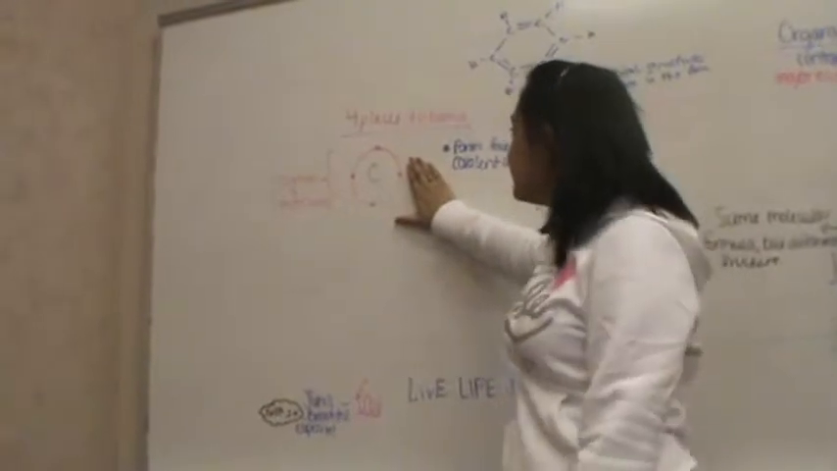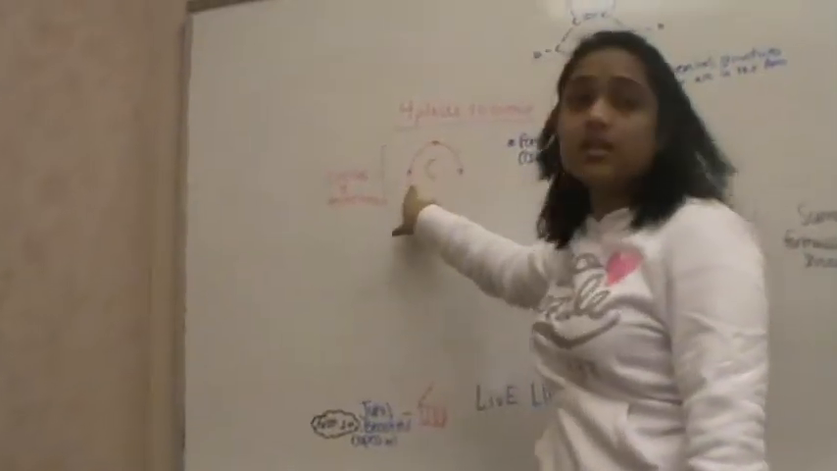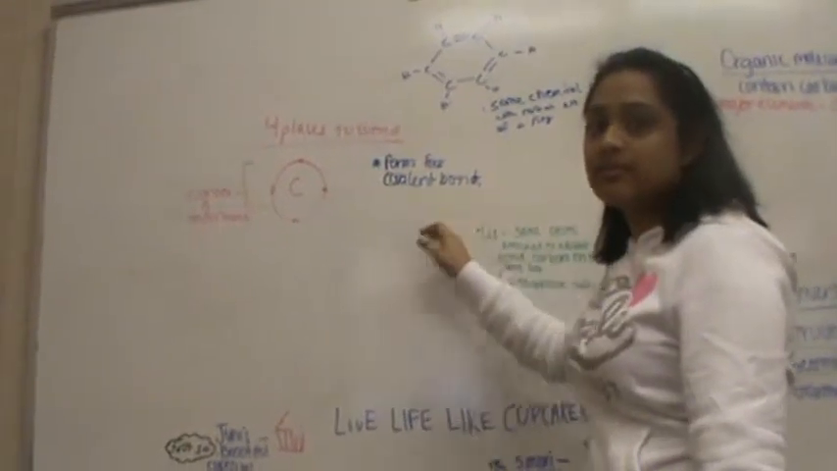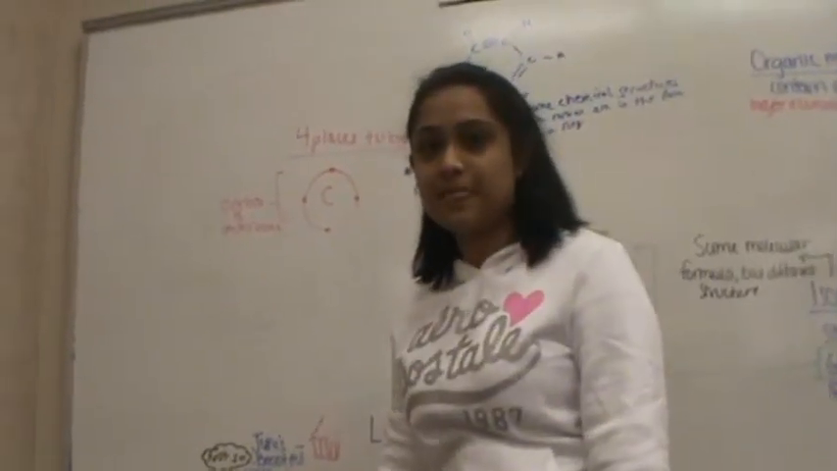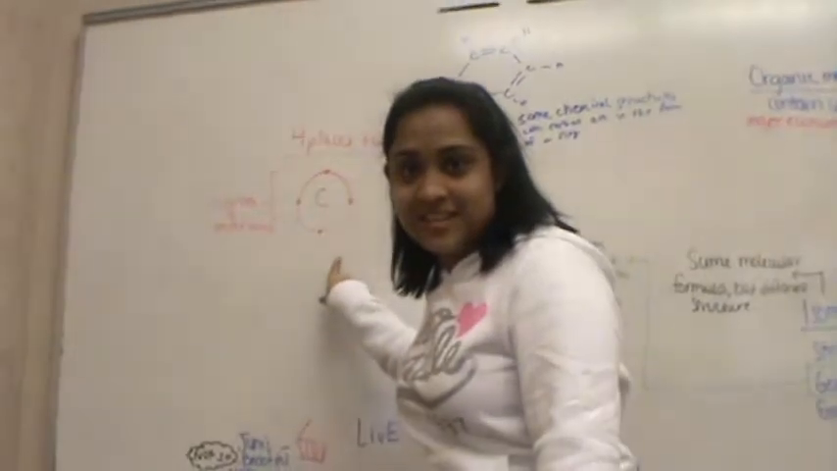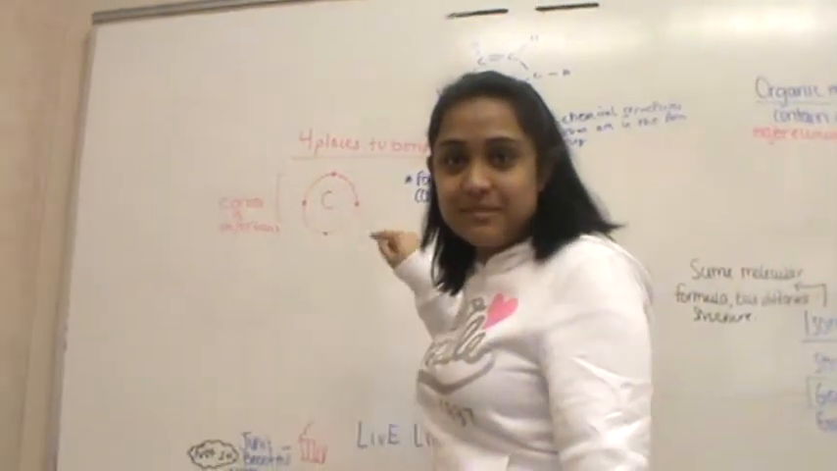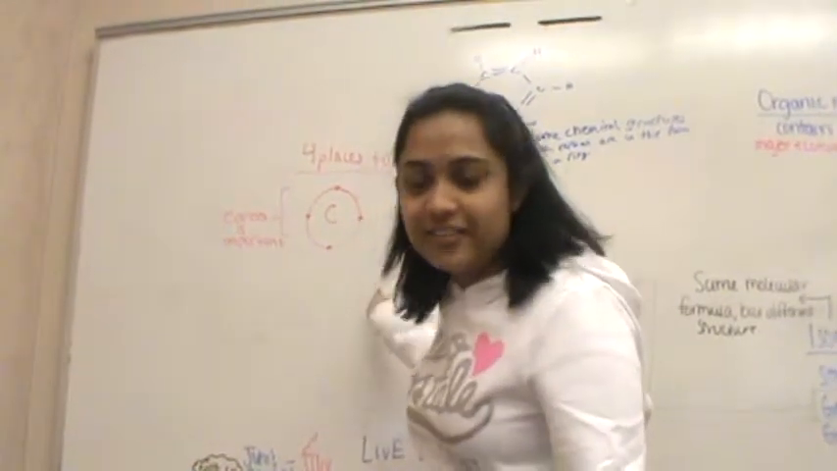Carbon is important because it has 4 valence electrons, which allows it to form 4 covalent bonds. You have to talk to the camera, else I won't pick it up. Carbon can form 4 covalent bonds because it has 4 valence electrons.